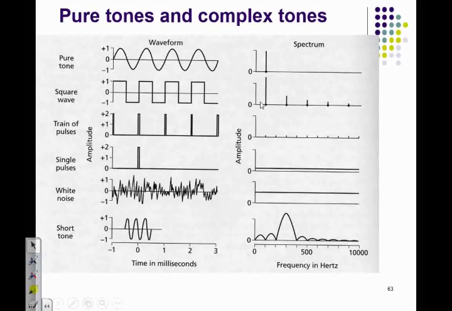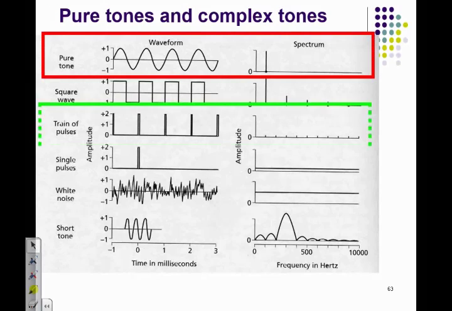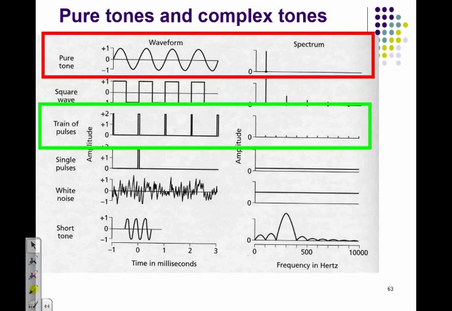If we have a square wave, we've got all the odd harmonics. If we have the pulse train, we have all of the harmonics. If we just have a single pulse, it hasn't got any spectral information; white noise and short tone are just there for completeness. We concentrate on these two because they illuminate two different concepts of hearing, namely the temporal and the frequency perception of pitch.